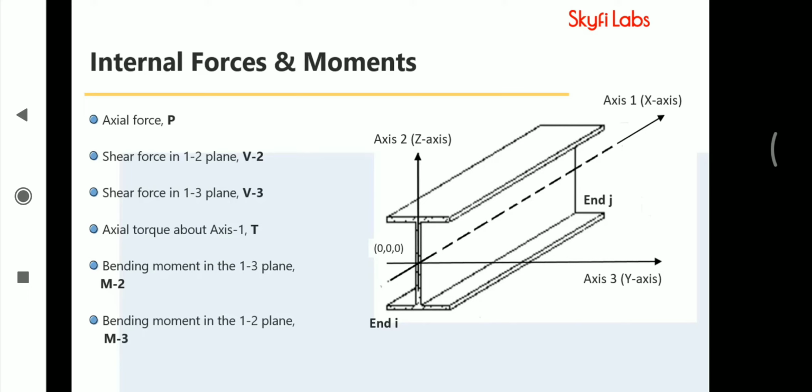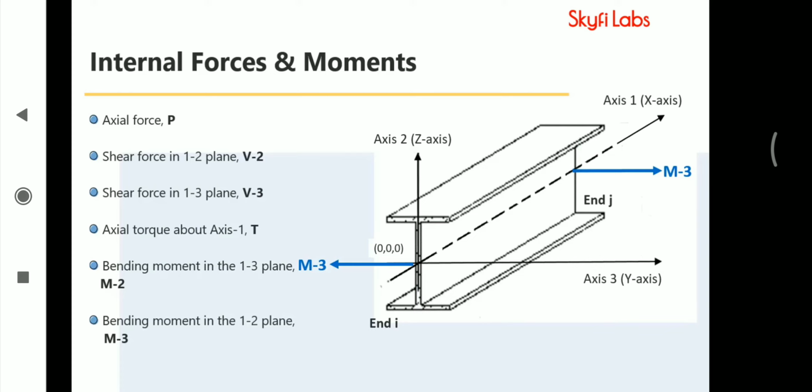It is according to these axis numbers that the internal forces and moments are named in the software, which are axial force, P, shear force in 1-2 plane, V2, shear force in 1-3 plane, V3, axial torque about axis 1, T, bending moment in the 1-3 plane, M2, bending moment in the 1-2 plane, M3.